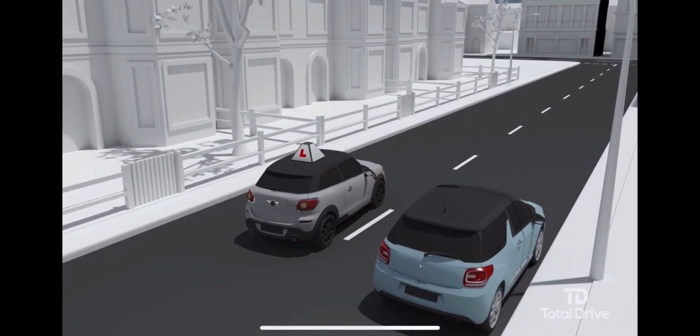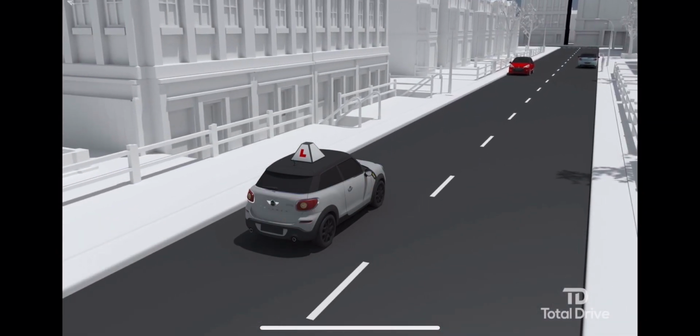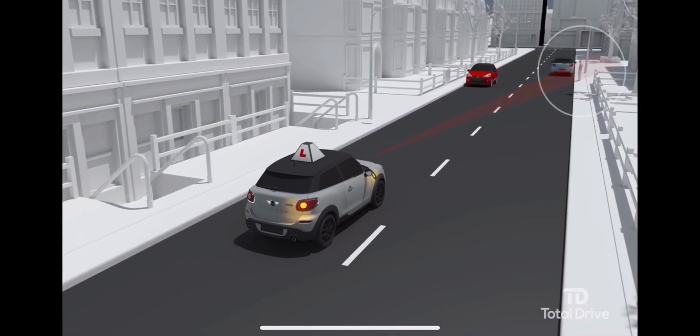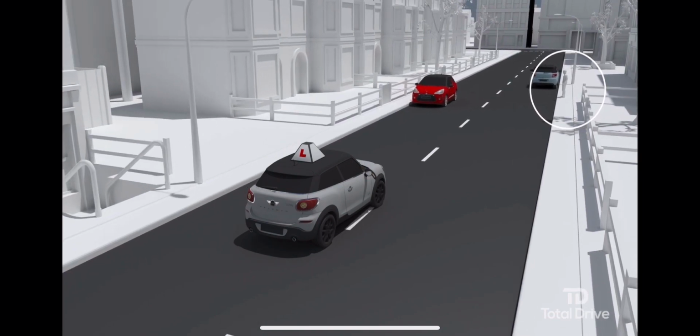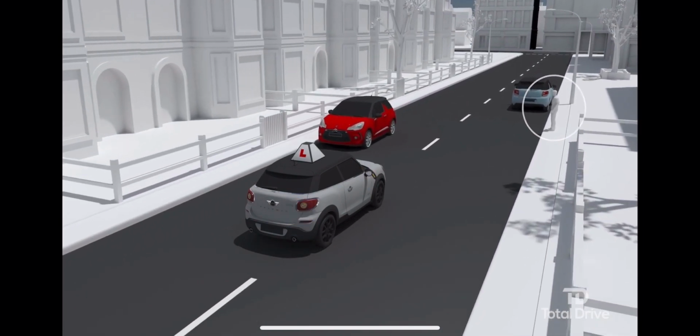Consider when you will signal. Signalling too late gives other road users little time to react. Signalling too early could confuse or mislead other road users. Here, the signal is used to tell the pedestrian on the right that the driver intends to move out to pass the parked car.